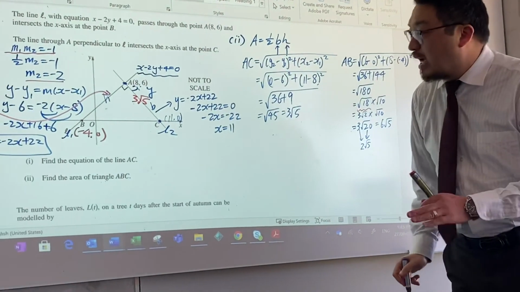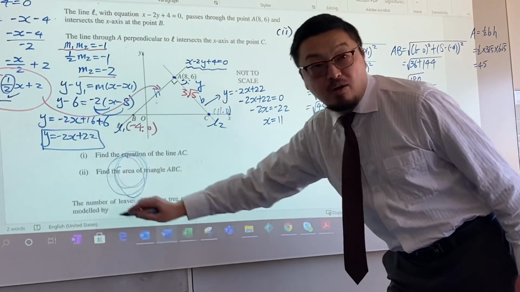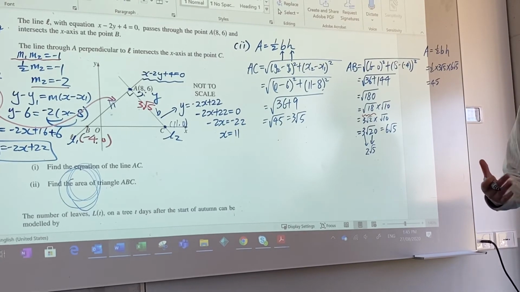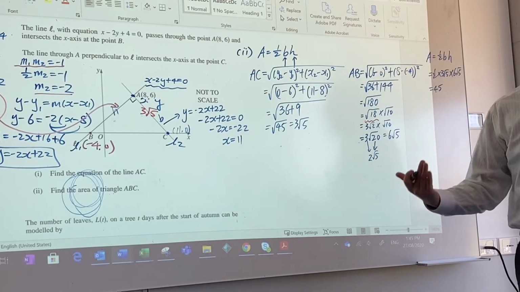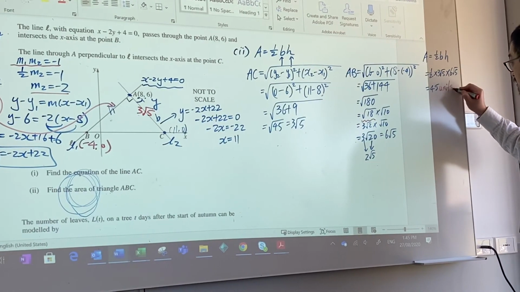Notice that we are dealing with area. So in the exam situation, you're going to write down the units. Well, in this case, we don't have meters, centimeters, etc. So all you have to write down is units squared.